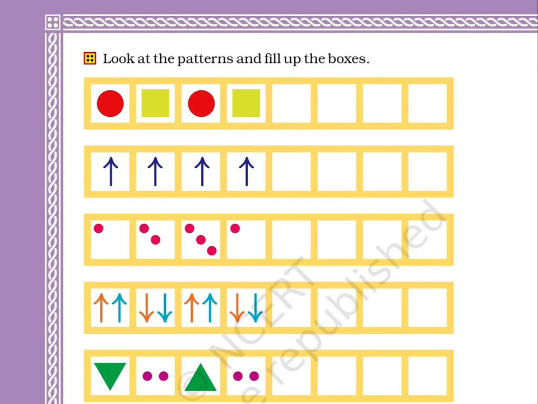Pattern 3. Box 1, small red circle at the top left corner. Box 2, another small red circle added at the center to make 2 circles in the box. Box 3, another small red circle added at the bottom right corner to make 3 circles in the box. And box 4, small red circle at the top left corner. Box 5, 6, 7 and 8 are blank.